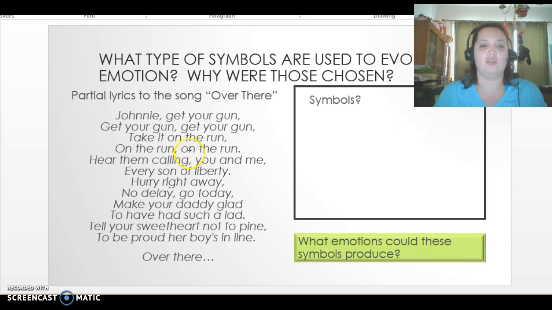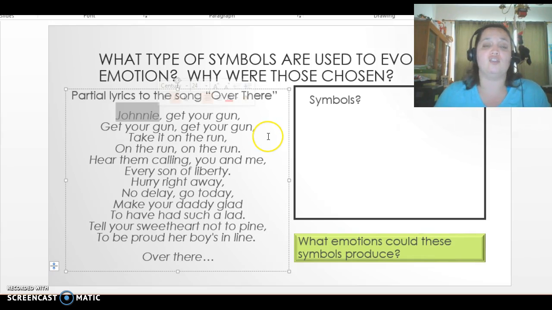Here's a song that we could look at. Johnny, Get Your Gun. It's called Over There, excuse me. I'm not going to sing for you. If you want the concert, you have to come to live class. But Johnny, for example, Johnny is just a regular guy, like we use the word dude or guy or man. Johnny is another term for that. So that would just be that regular person, the guy you see on the street.